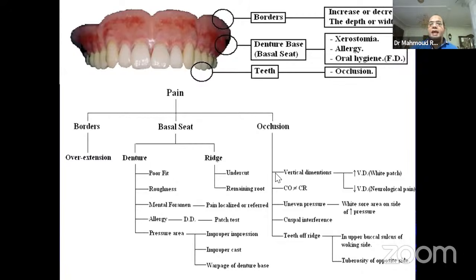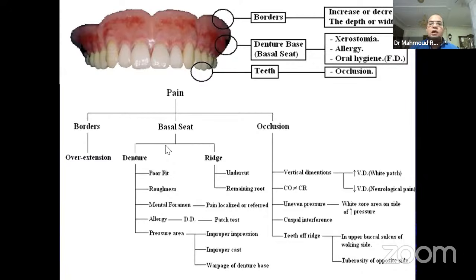You must make radiographs, at least a panoramic X-ray, for your patient before you start or progress into the impressions. Because if you see a remaining root, you must surgically remove it before you start the impression and your work. It may lacerate the soft tissue after the denture making and cause pain under the denture base.